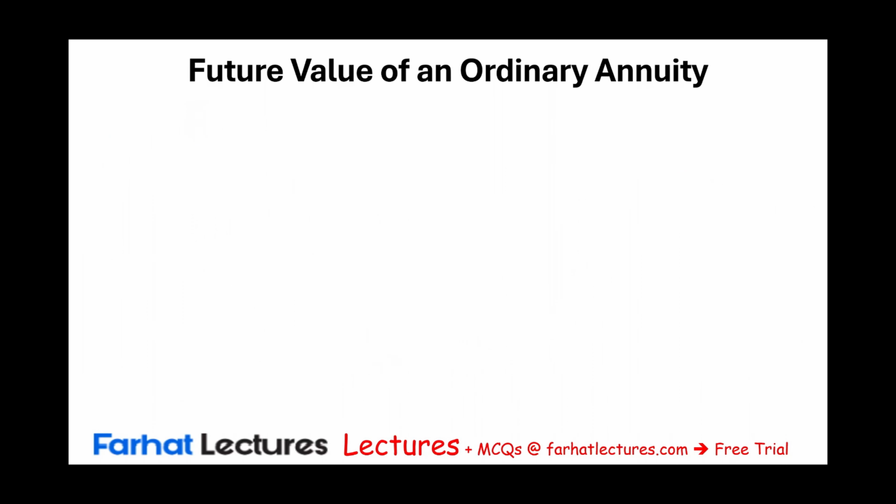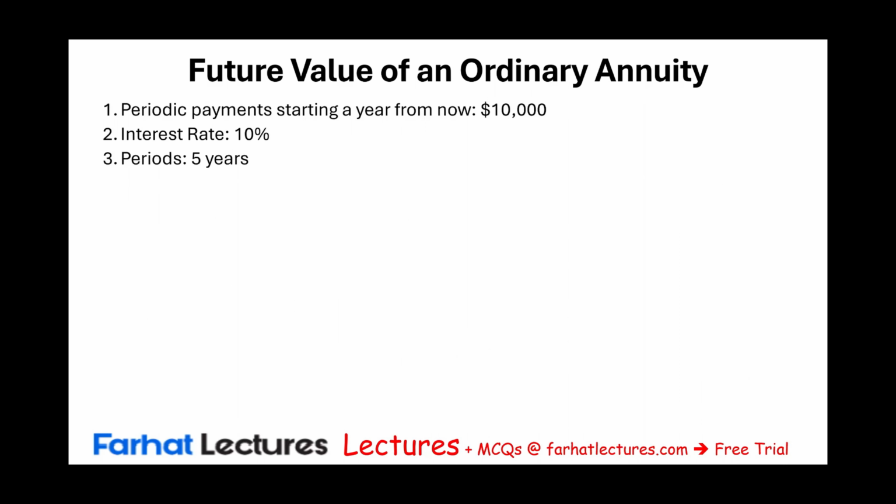Now the best way to illustrate this is to look at an example. Let's assume we have a periodic payment starting a year from now, $10,000. A year from now means we are dealing with an ordinary annuity. Be careful, and this is going to become critical later on when you study leases and bonds and learn about pensions in accounting. You have to understand whether the payment is due now or a year from now. A year from now is a period from now. You can earn 10% and you can invest this money for 5 years.